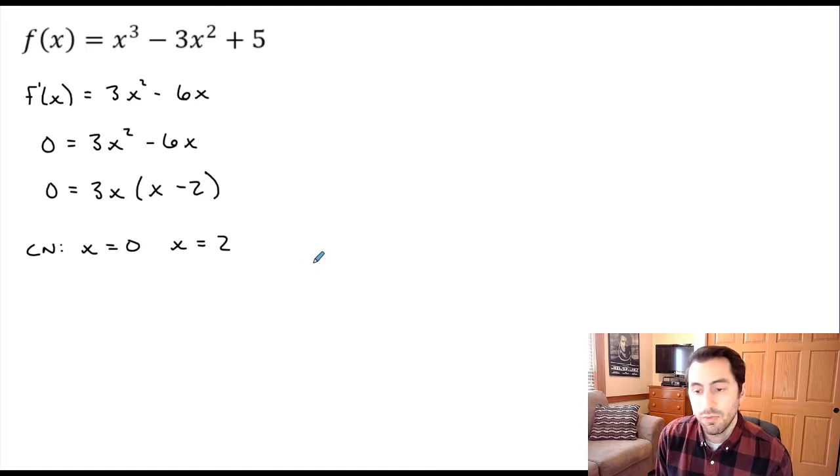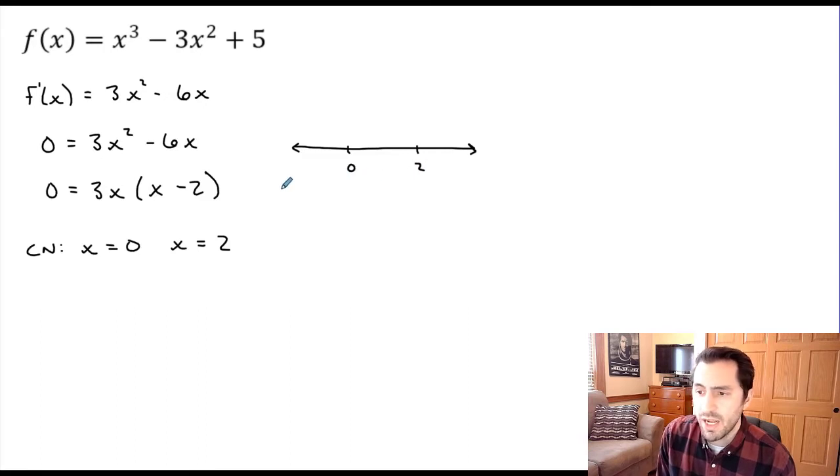Now to make sure, we're going to test the intervals around these two critical numbers. And the way that I like to do that is by using a sign chart. So I'm going to think about my number line, and my two critical numbers are going to split my number line up into 3 different intervals. So it's going to split it at 0, and it's going to split it at 2. So the intervals I have here, I have all the numbers from negative infinity to 0. I have the numbers in between 0 and 2, and then we have the remaining numbers from 2 to infinity.